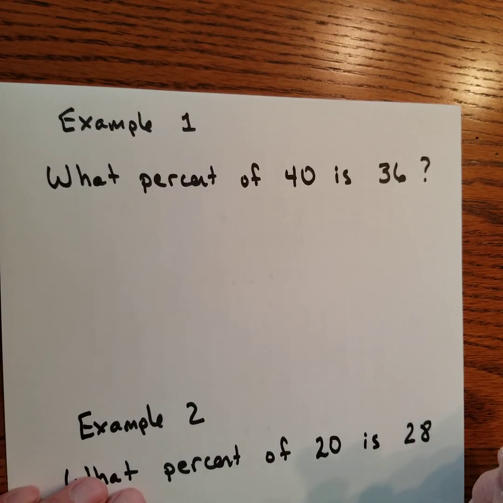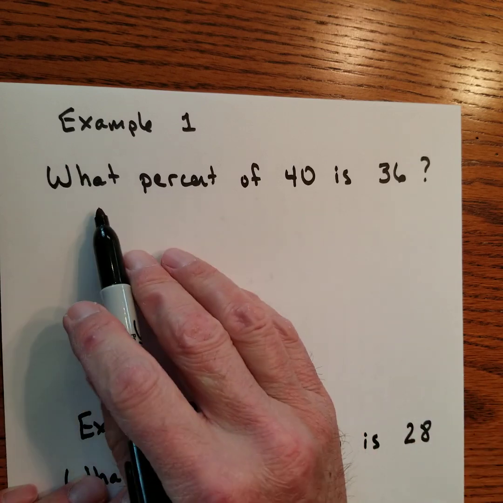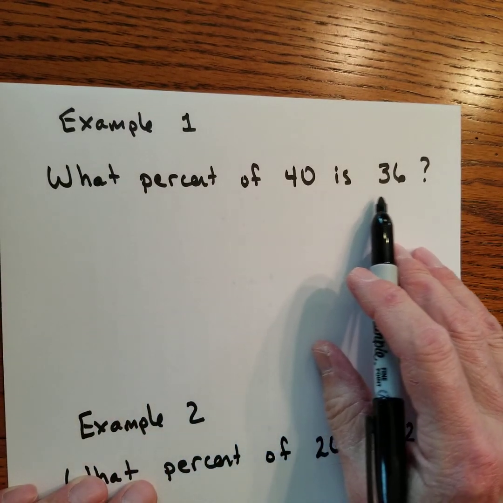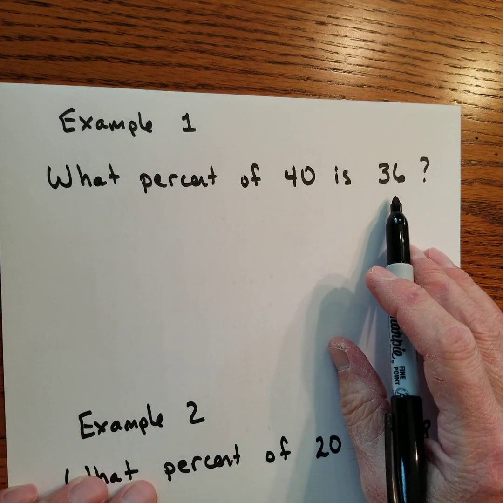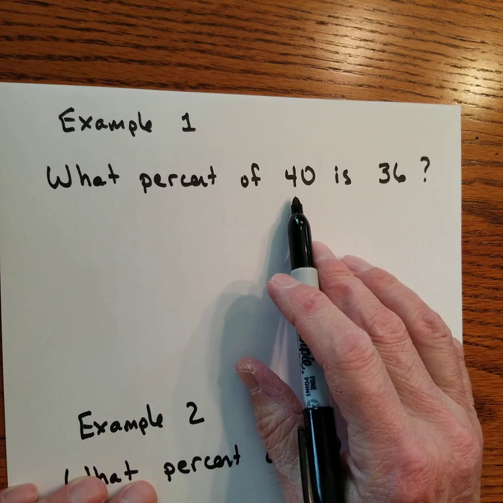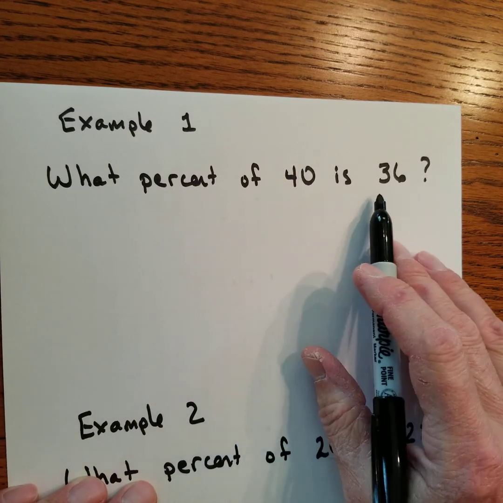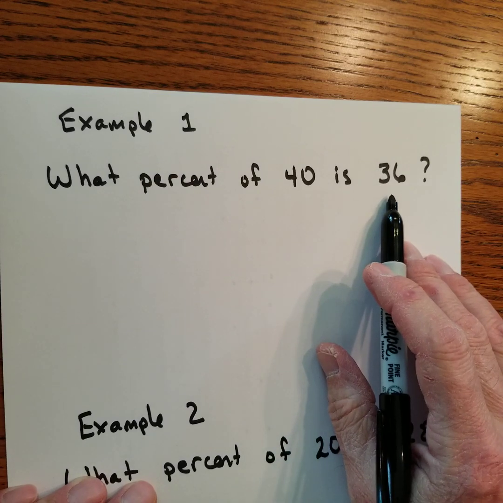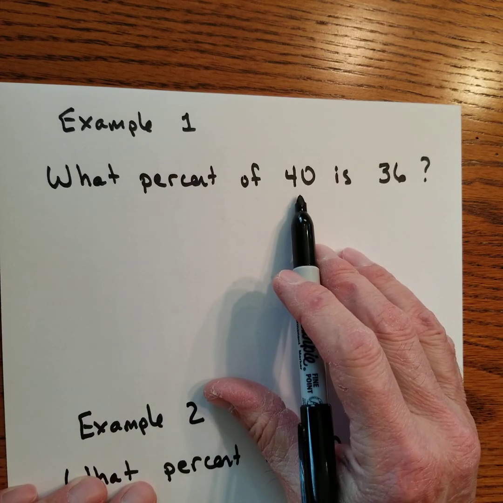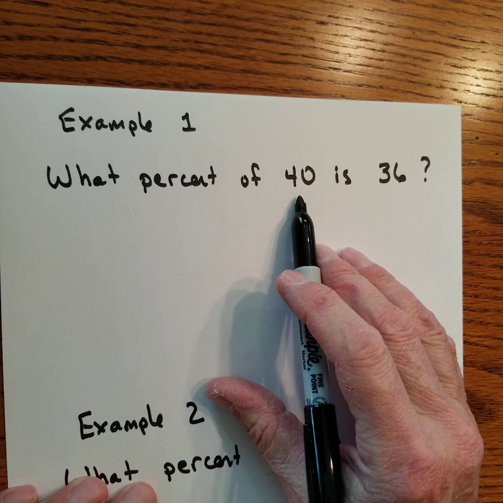Here's some nice examples of what your homework is going to look like. What percent of 40 is 36? Think of this like you've taken a test. Out of 40 possible points, you got 36 right. 36 out of 40, that's pretty strong. That should be a good grade.